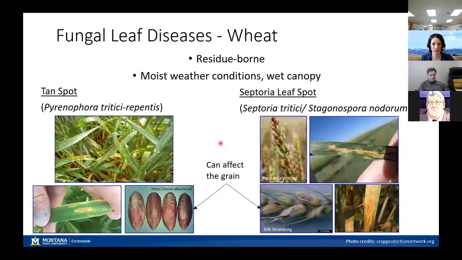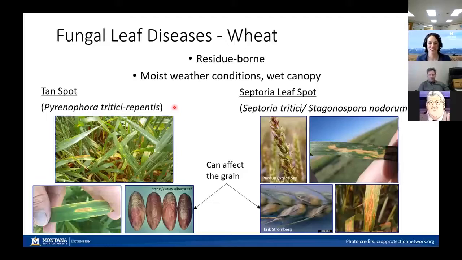Okay, so two very commonly observed foliar diseases here in Montana are, on the one hand, tan spot, which is caused by the pathogen Pyrenophora tritici-repentis, or someone else might pronounce it differently, so I prefer to just read these names to myself, but now I said it. And the other one is Septoria leaf spot, caused by Septoria tritici, or it's also called Stagonospora nodorum.